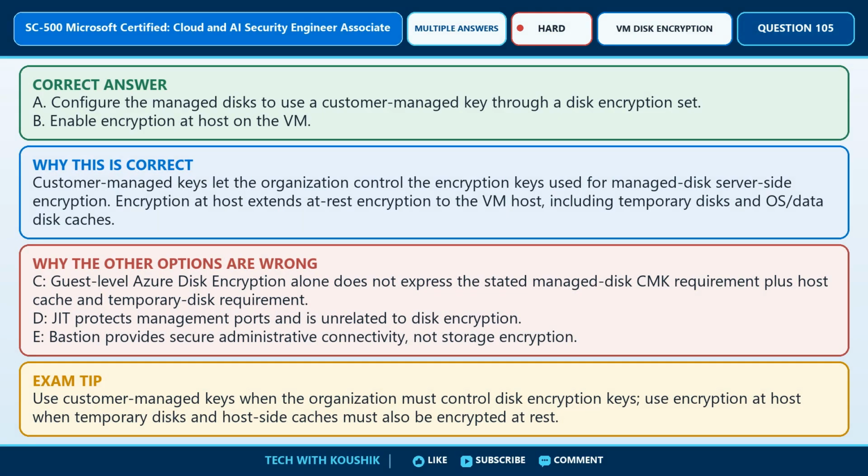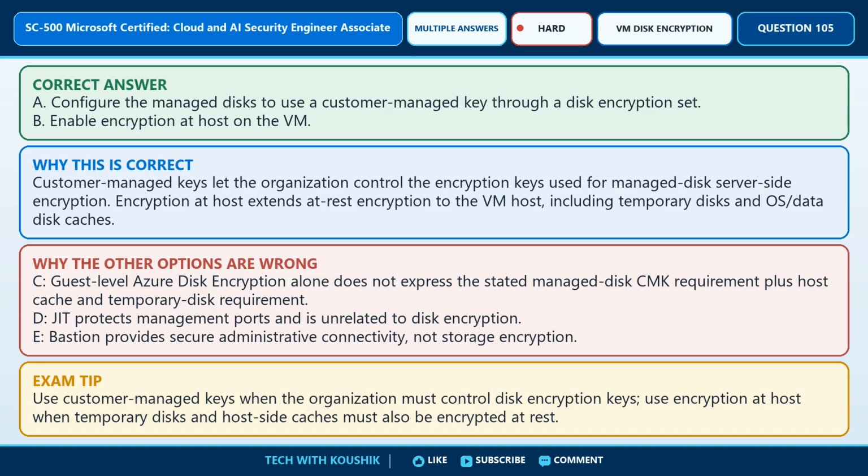Select Option A. Configure the managed disks to use a customer-managed key through a disk encryption set, and Option B. Enable encryption at host on the VM. Here is the technical justification. Customer-managed keys let the organization control the encryption keys used for managed disk server-side encryption. Encryption at host extends at-rest encryption to the VM host, including temporary disks and OS/data disk caches.